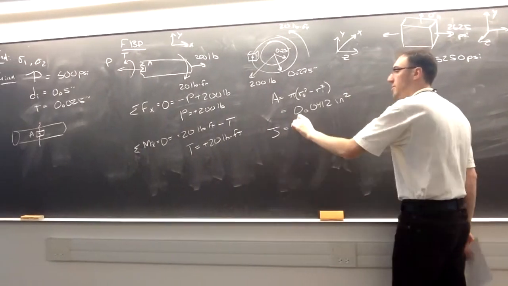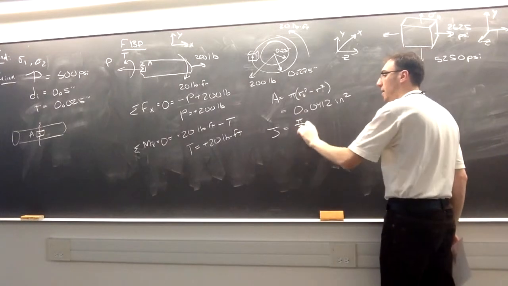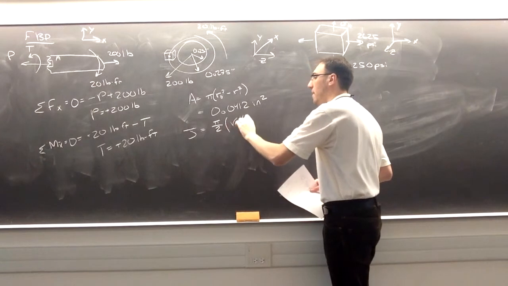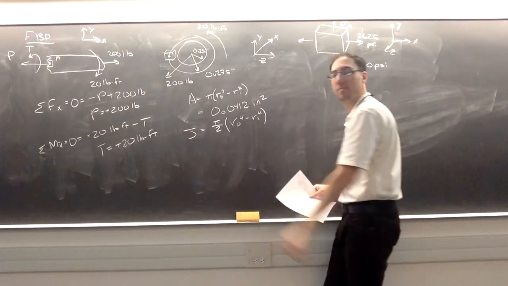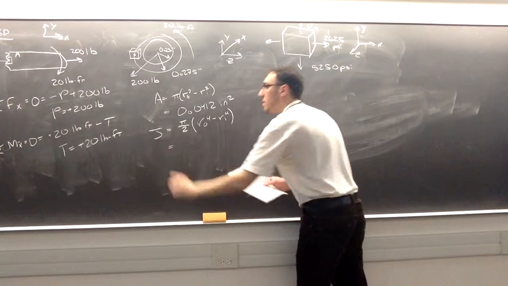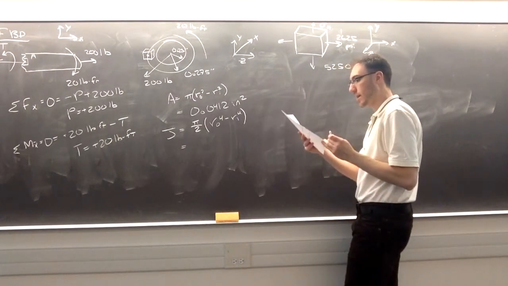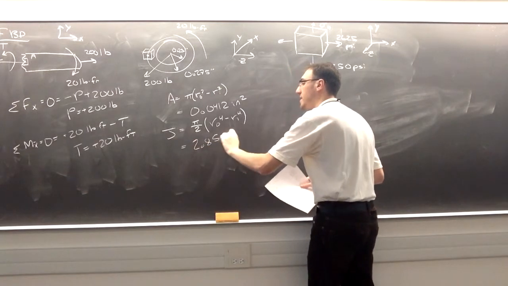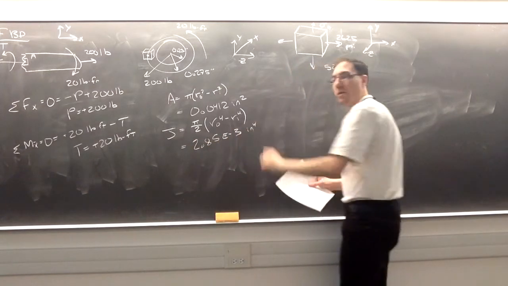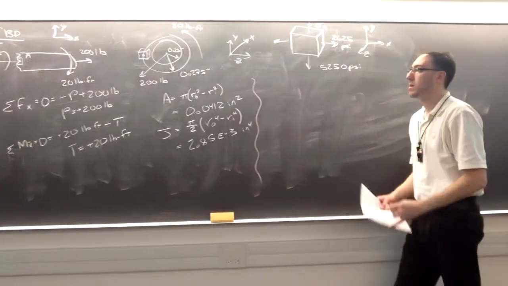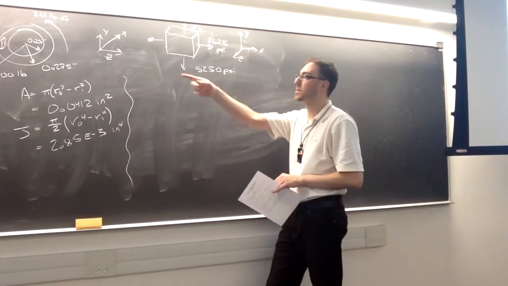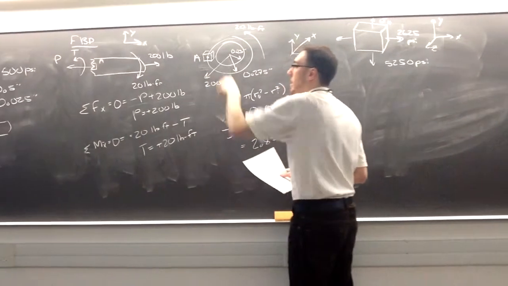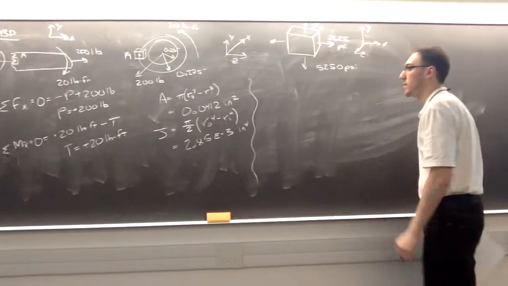And the polar moment of inertia J, again, it's hollow, will be pi over 2 times r outside to the fourth minus r inside to the fourth. So the polar moment of inertia is going to be 2.85 times 10 to the negative 3 inches to the fourth. Right, so now I'm ready to calculate the stress acting at this point A, which I chose to be on this left side here.